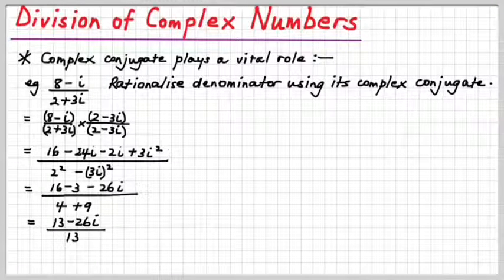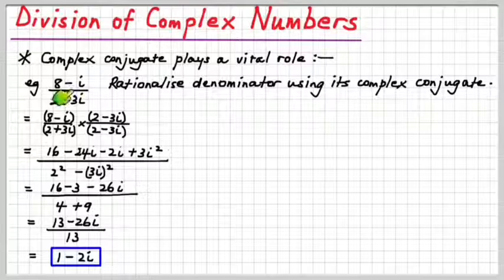And so meanwhile, back at the ranch, we can simply divide through top and bottom by 13, and we get that. That's the answer. It looks a lot nicer than this, I'm sure you'll agree. So now you know why we use the complex conjugate. Yeah, it's very nice, isn't it?